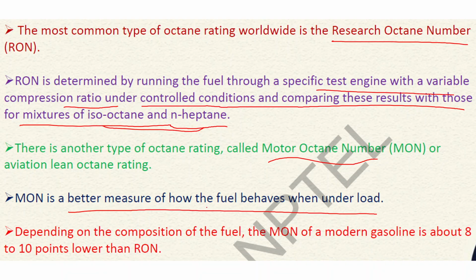Whereas the motor octane number is a better measure of how the fuel behaves when under load. Okay. Depending on the composition of the fuel, the motor octane number of a modern gasoline is about 8 to 10 points lower than that of the research octane number. Okay.